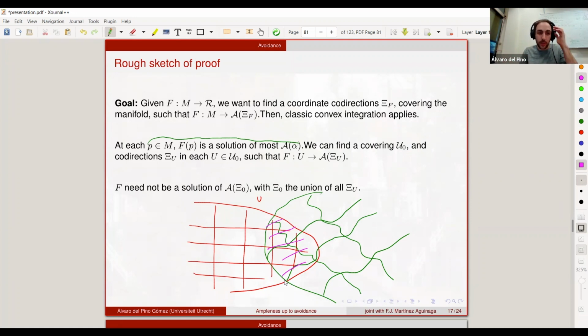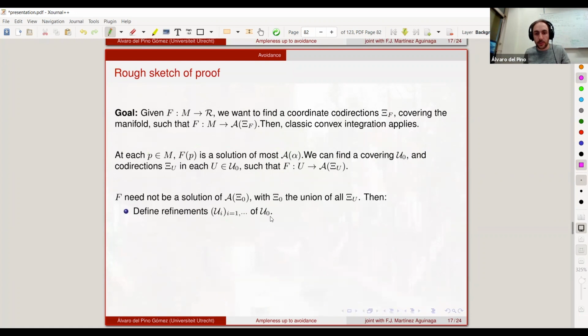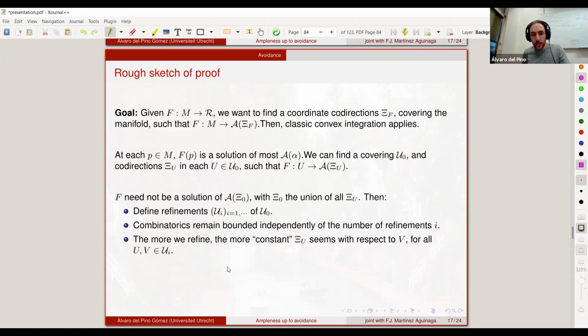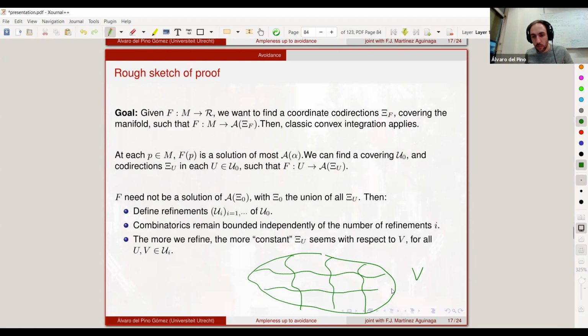So what you have to do is the typical thing. You just subdivide the cover, and the claim is that the combinatorics of this remain bounded regardless of how much you divide. By this I mean, for instance, that the number of neighbors a ball has doesn't change. It does not depend on this I. Things like this. But even more importantly, sure, I may have some v whose coordinate directions are very wiggly, seen from some neighboring u.